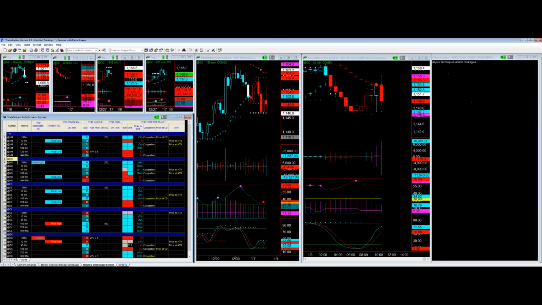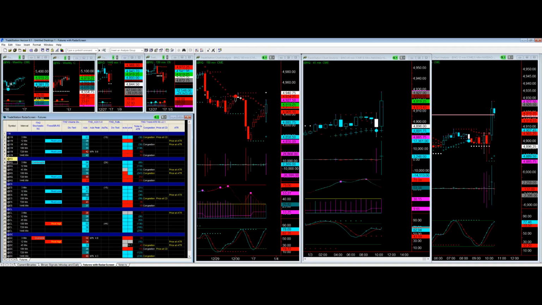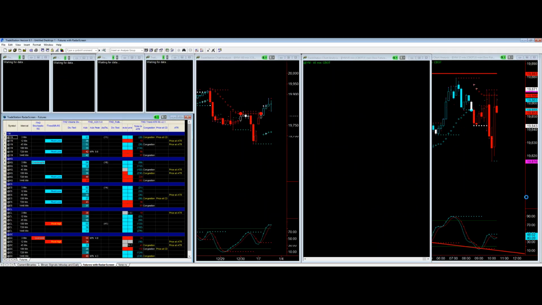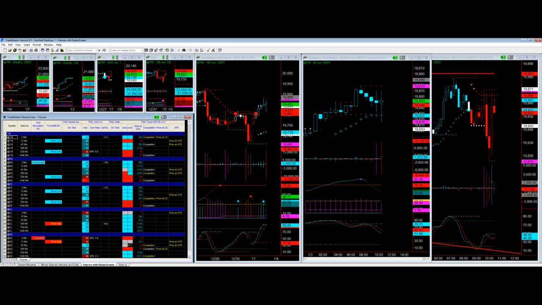Let's go look at the NASDAQ and see if it has the same patterns. NASDAQ did not have the same pattern. It's probably going to reach up to this congestion dot at 49.40. What about the Dow? The Dow is getting the same pattern right now. It's forming the same pattern.